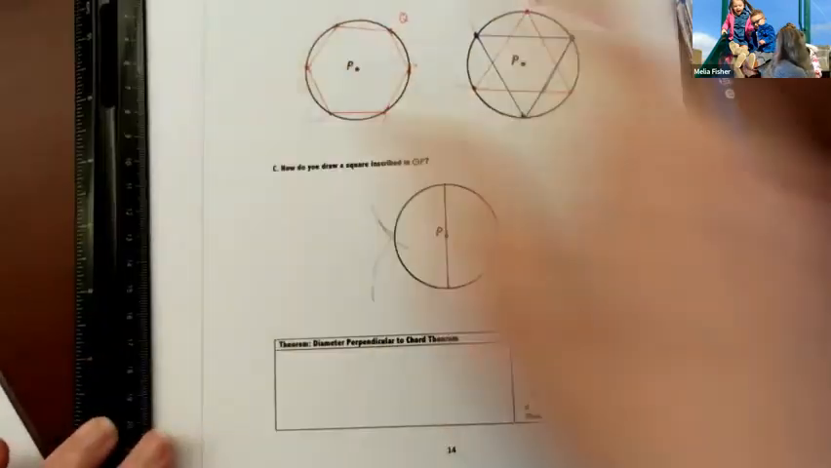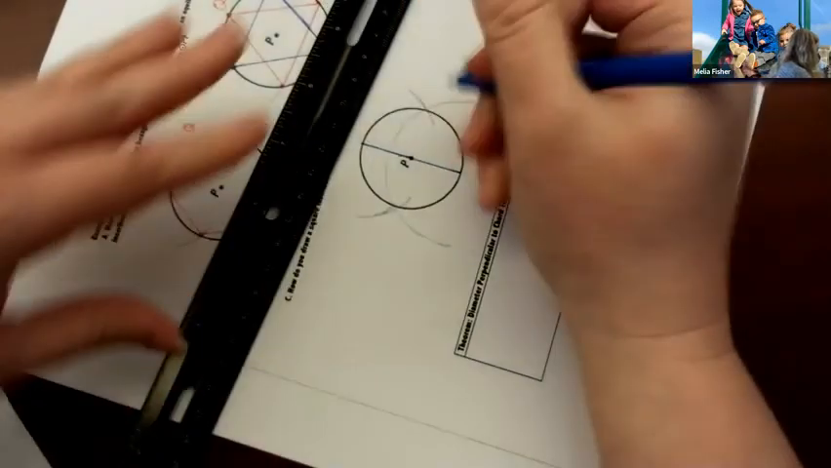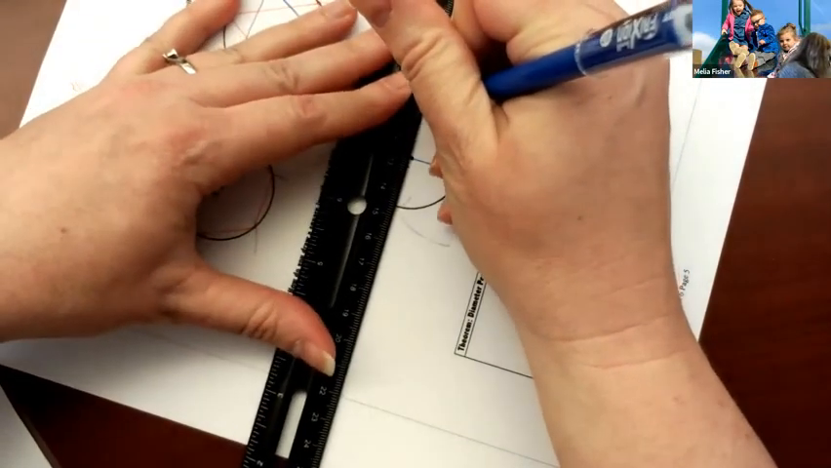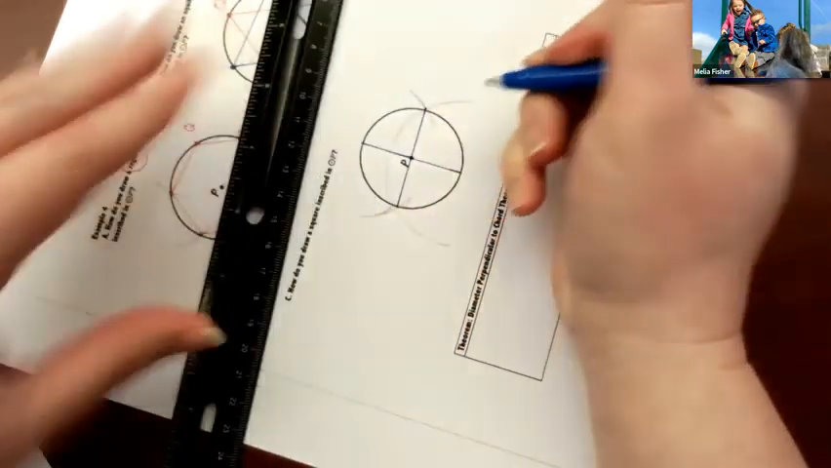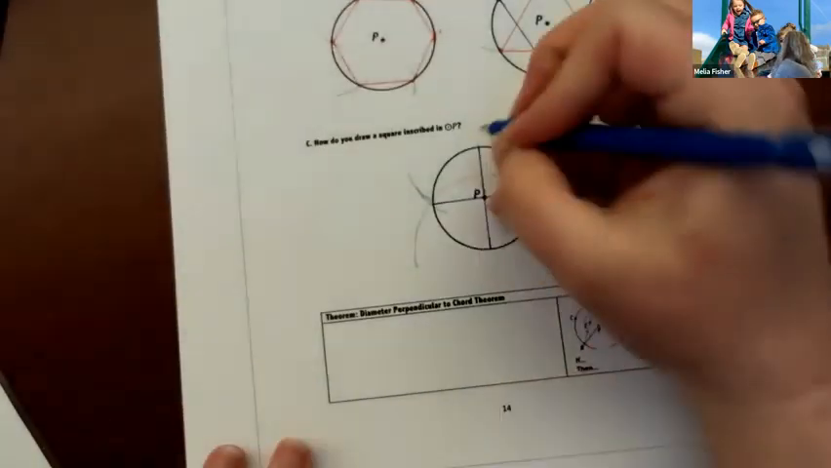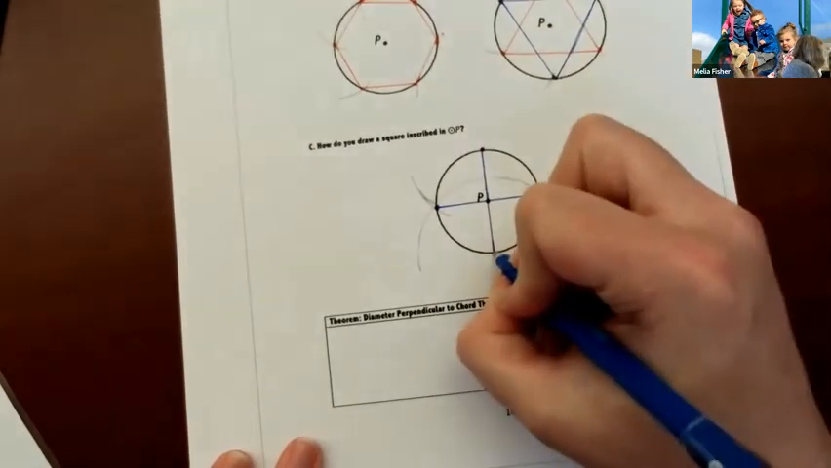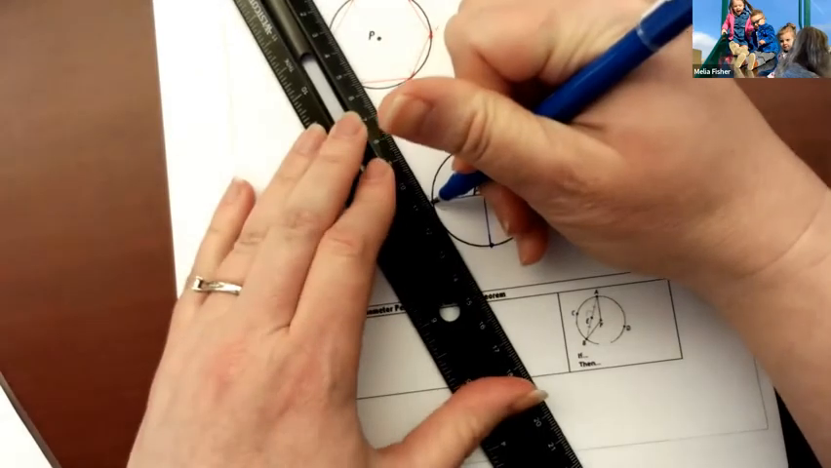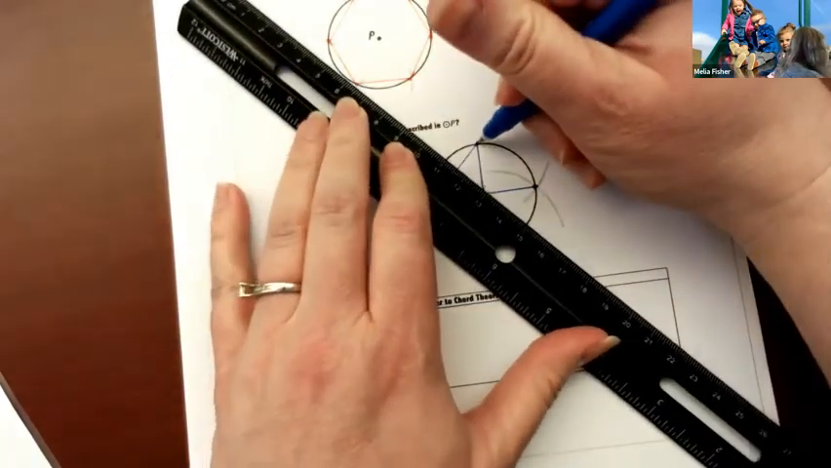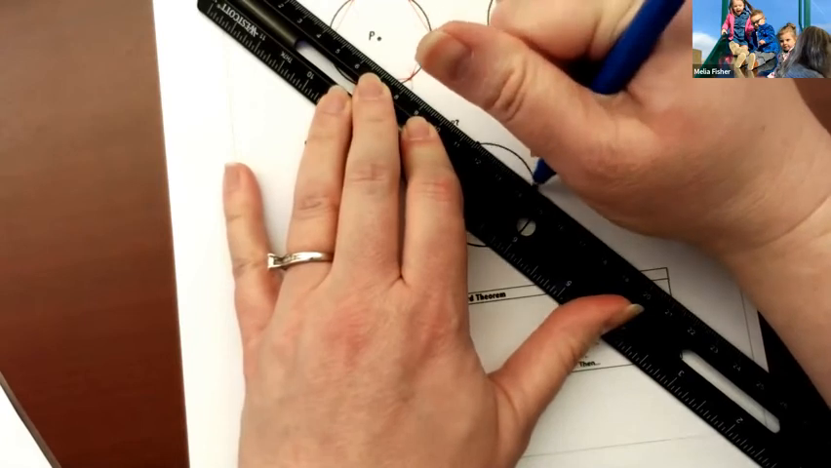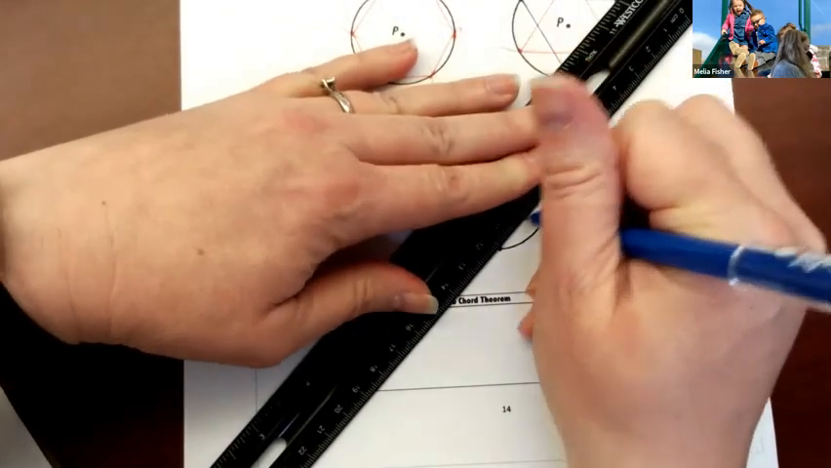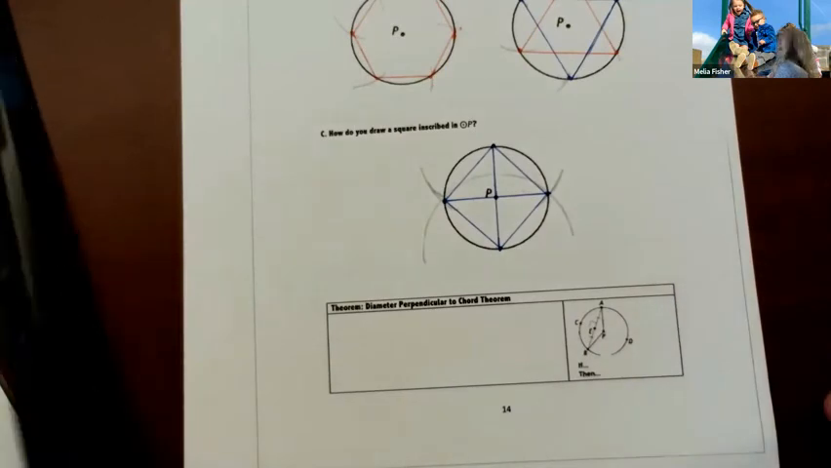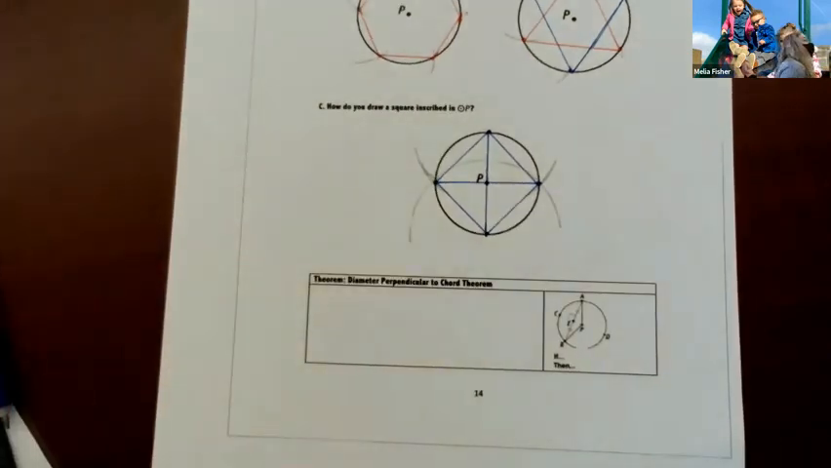And again, the more precise you are in your constructing, the more precise your picture will be. Go across there. Those 4 points of intersection divide this circle into 4 equal parts, and we will connect our dots, and we will have drawn a square. Awesome.